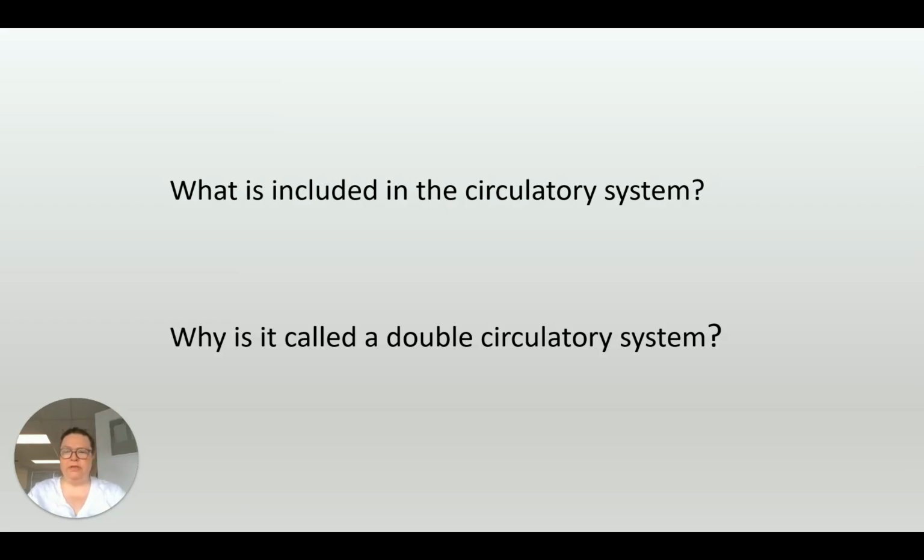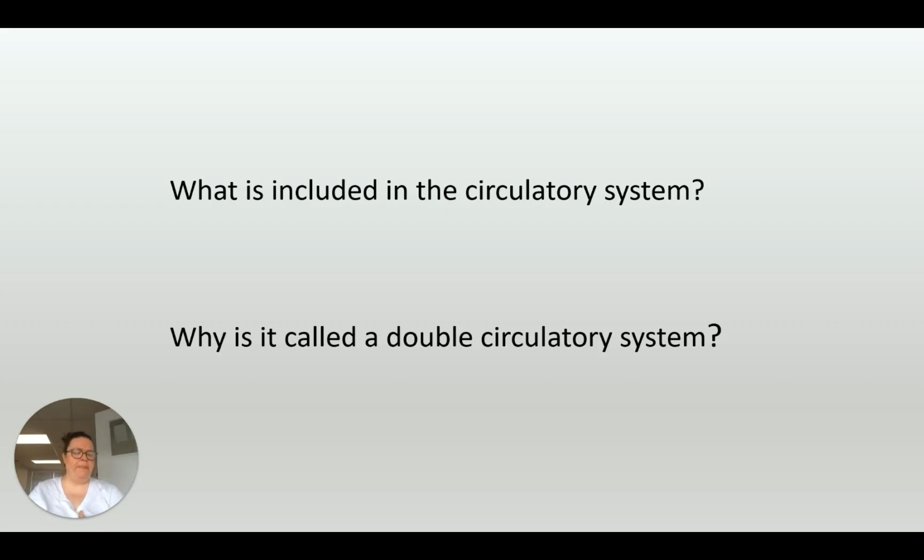So first two questions for you to think about. What is included in the circulatory system? And why is it called a double circulatory system? So if you want to have a go at these, you can pause and we'll do the answers now.